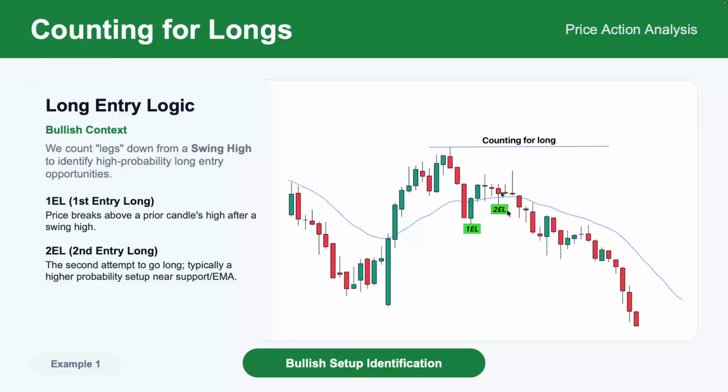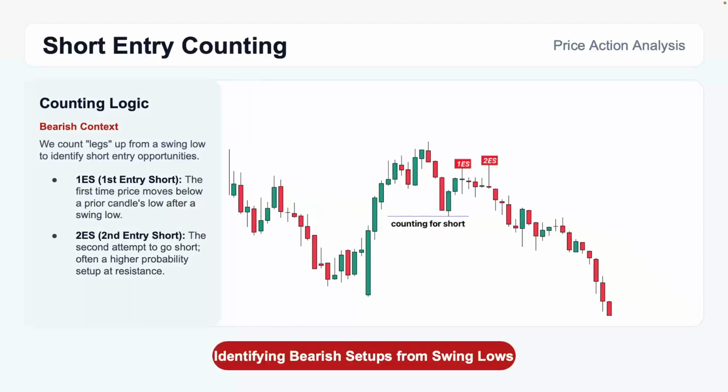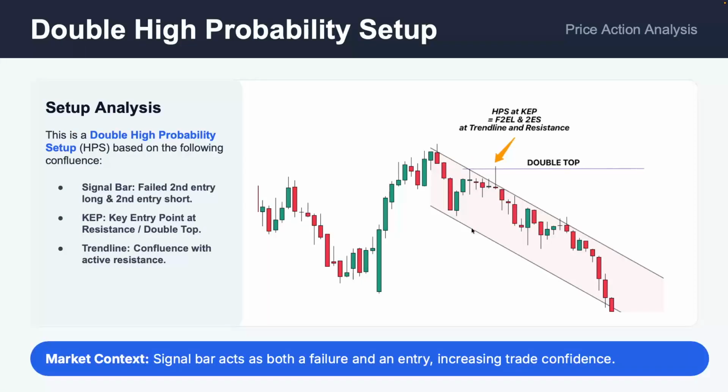If you combine these two points, then what we see is a high probability setup at key entry point. Here this bar is the second entry short and it is also a failed second entry long. Those bulls who were thinking that they will enter at the second entry long on this bar will get trapped here. Here there is a resistance, there is formation of a double top. This is the key entry point, and this bar is a failed second entry long as well as a second entry short. This is a double high probability setup at key entry point.